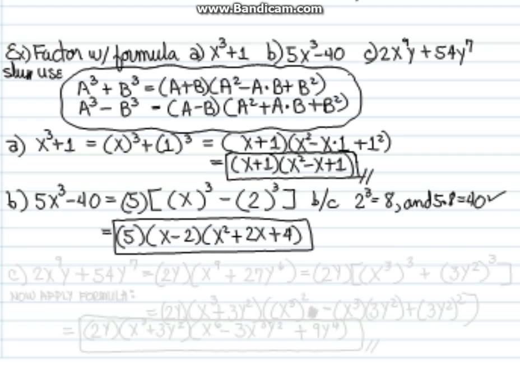Finally, the last problem, part C, is 2x to the 9th times y plus 54y to the 7th. As we did in the previous part, part B, you need to ask yourself, is there a common factor that we should pull out of these two terms and bring to the front? Well, there's a common numerical factor of 2, and there's a common factor of y to the 1st power shared by those two terms. So bring out the greatest common factor, 2 times y, and put it in parentheses in the front. And then multiply by what's left.